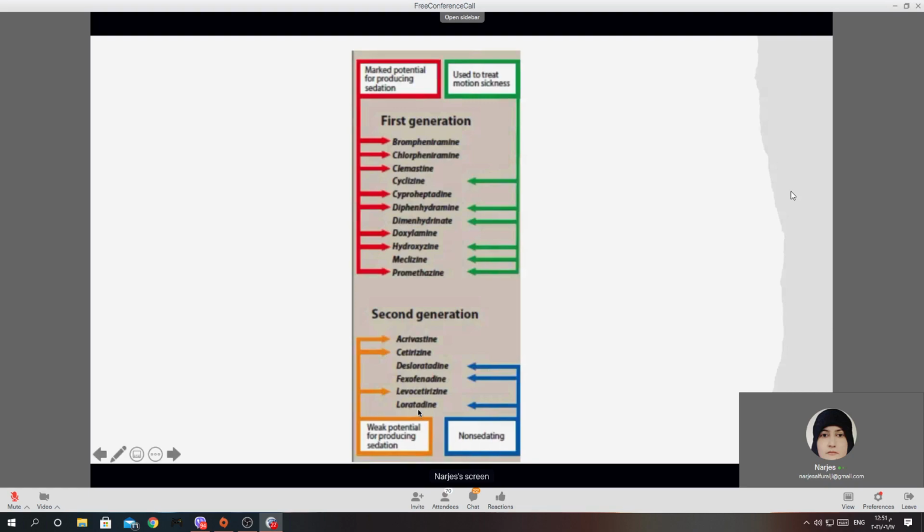For second generation, we can see here, for example, desloratadine, levocetirizine, and loratadine. They are non-sedating. But we have acrivastine and cetirizine and levocetirizine. They have fewer sedative effects compared to the first generation.